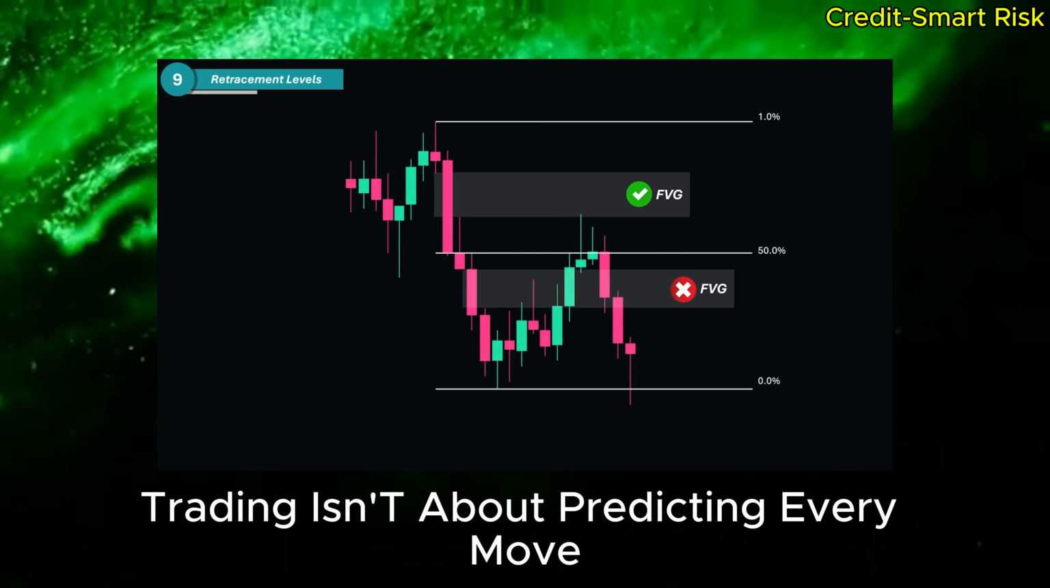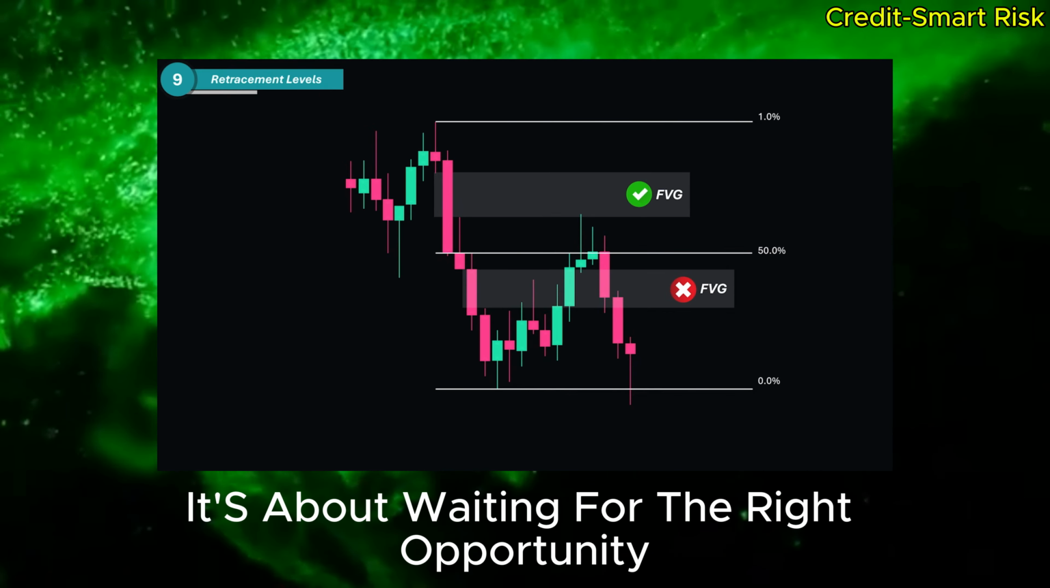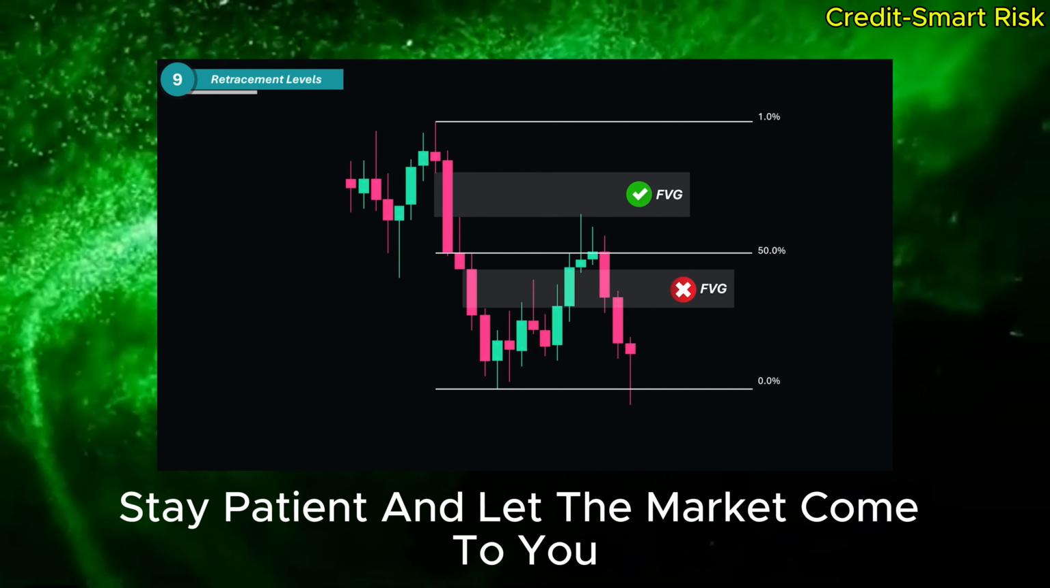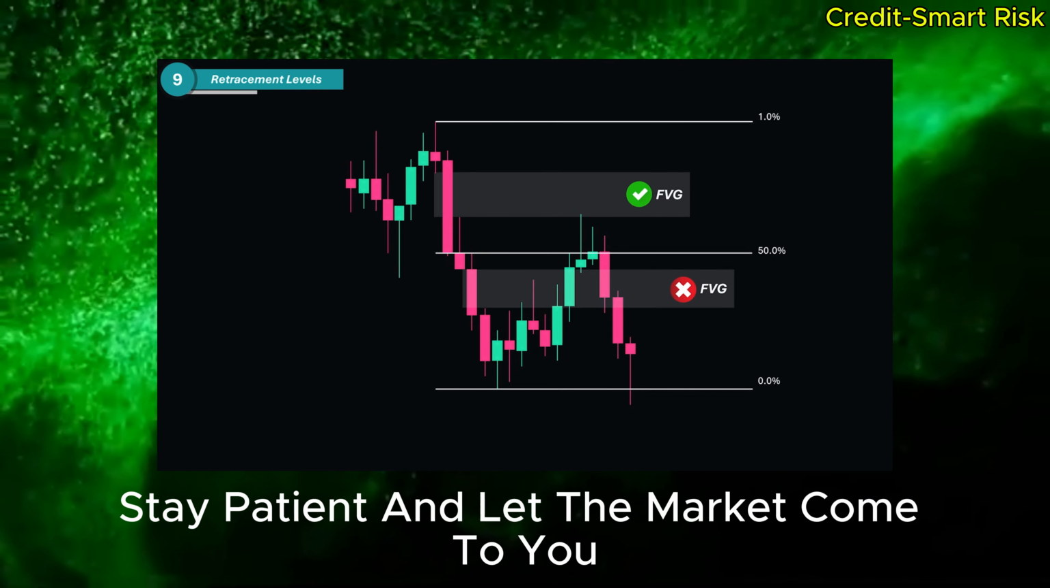Trading isn't about predicting every move. It's about waiting for the right opportunity and managing your risk when it comes. Focus on high-quality setups, stay patient, and let the market come to you.